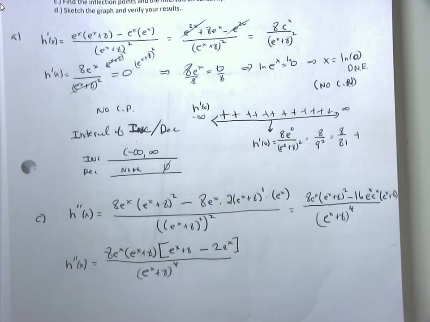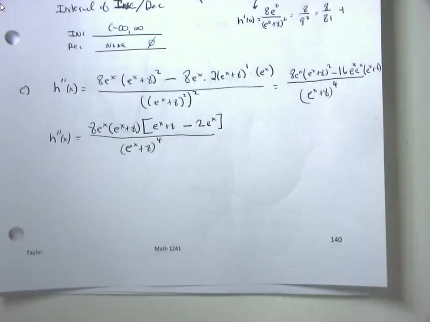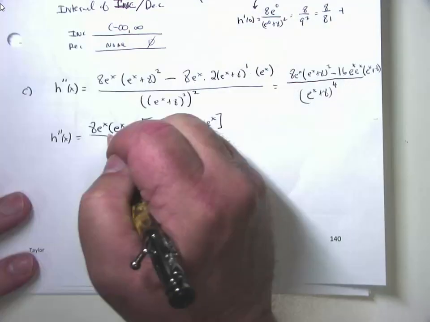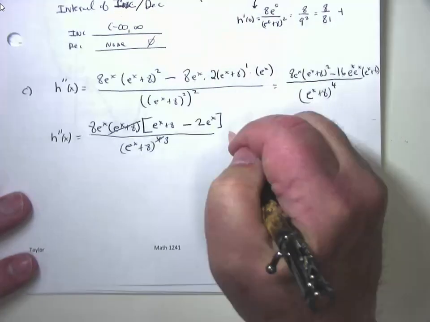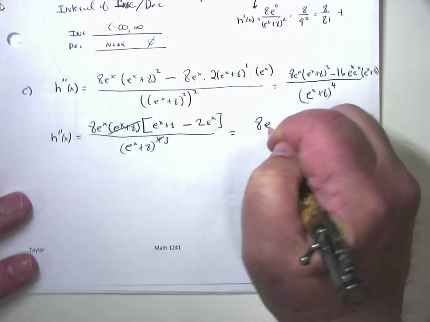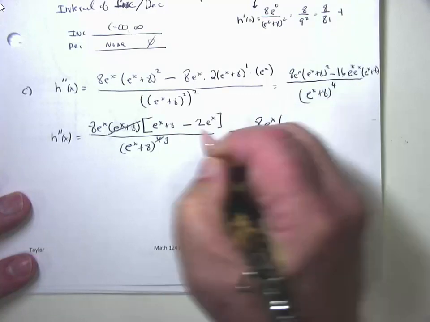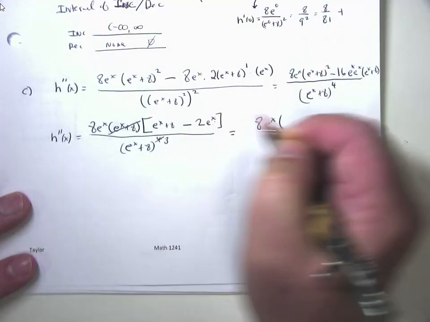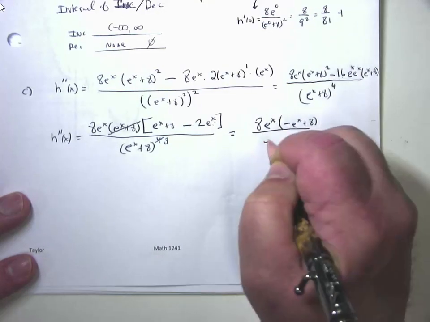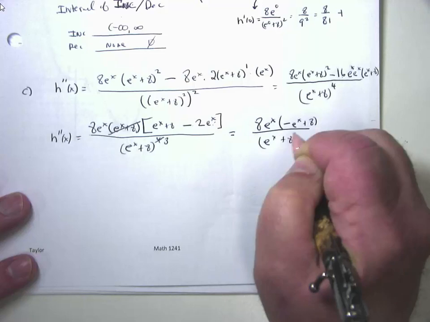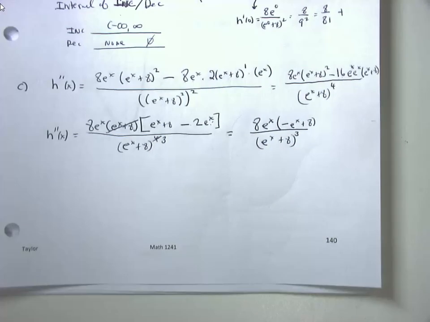This is beautiful algebra is really what I'm doing here. I factored out what they had in common. Now, what cancels? E to the x plus 8 cancels with 4 of them, leaving you with 3 of them. So when you clean this up, you're left with 8 e to the x times e to the x minus 2 e to the x is negative e to the x plus 8 over e to the x plus 8 cubed. That is my second derivative.